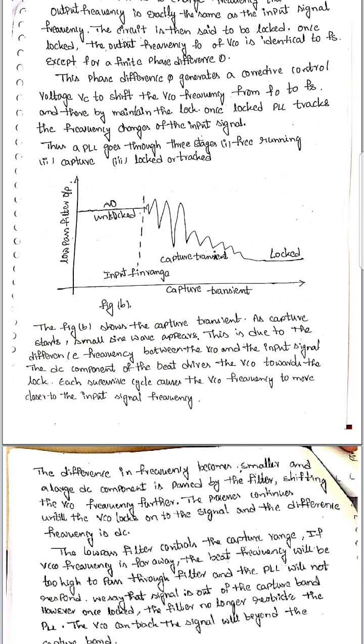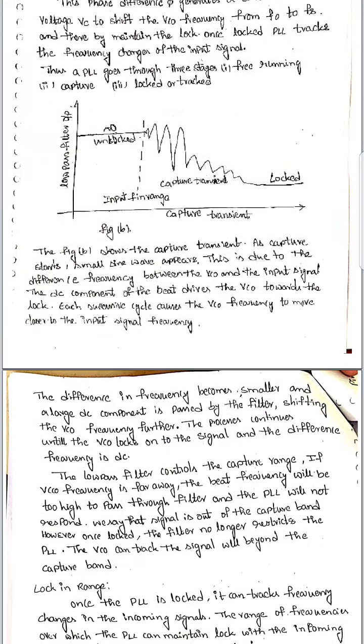The phase difference phi generates a corrective control voltage Vc to shift the VCO frequency from F0 to Fs and thereby maintain the lock. Once locked, the PLL tracks the frequency changes of the input signal. This PLL goes through three states: one, free running; second, the capture range; and third, the locked range.